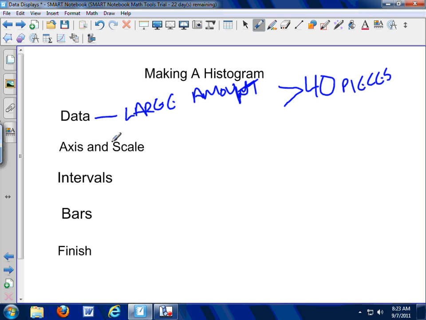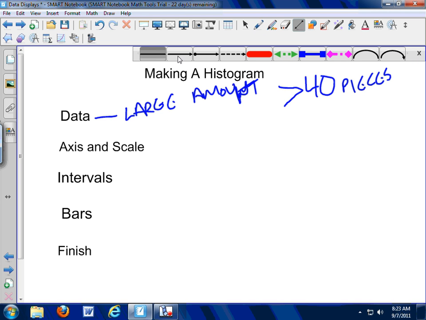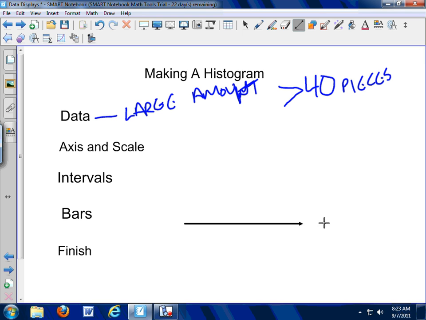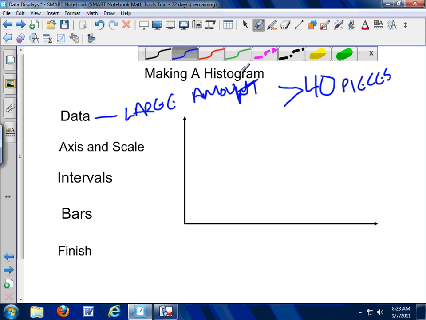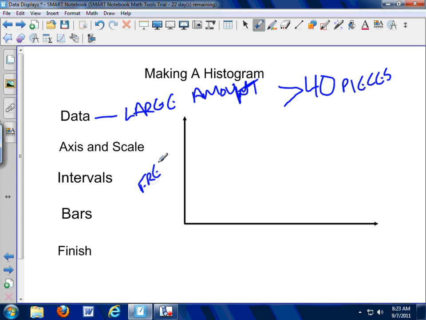We've got to decide the axes and the scale. So if I'm talking about an axis, this axis is my numbers. This axis is the frequency. So when we're saying frequency, we're talking about how often it happens. How often does this occur? And then this axis is the actual data, and it's number data.